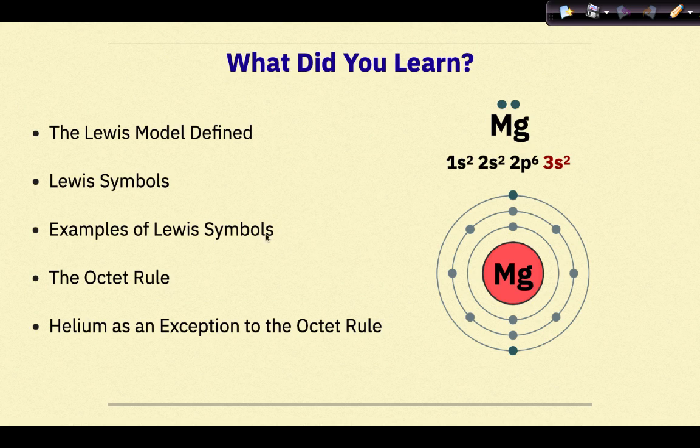So what did you learn? We defined the Lewis model, talked about Lewis symbols, examples of Lewis symbols, the octet rule, and helium as an exception to the octet rule.